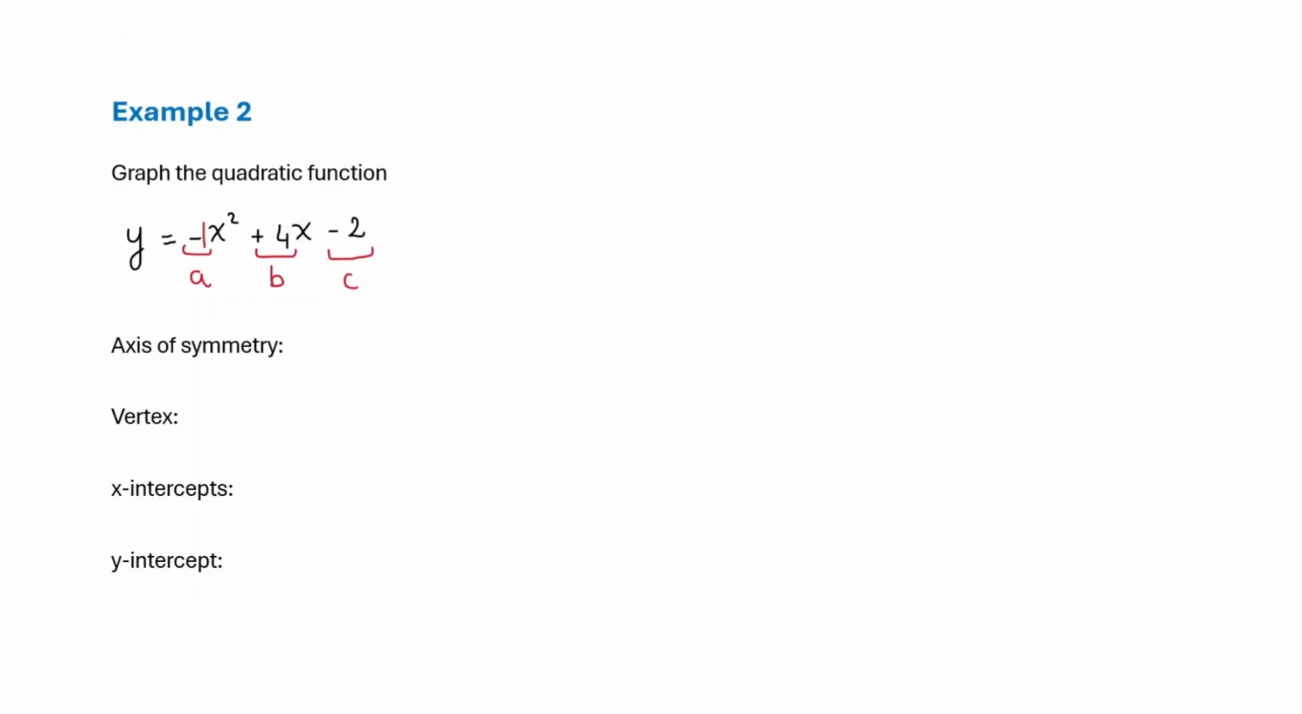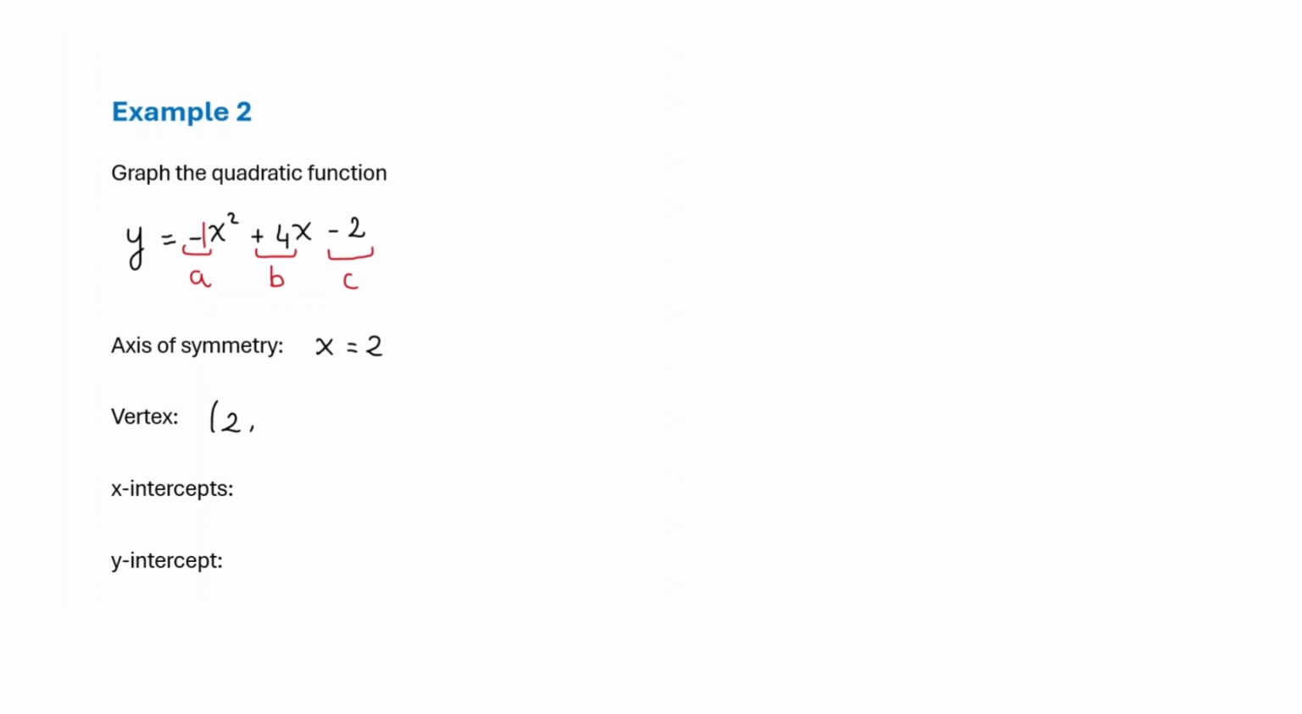We begin by finding the axis of symmetry. x equals -b over 2a. Substituting the values of a and b gives us -4 over 2 times -1. That is -4 over -2, which gives us x equals 2. We can then find the vertex.